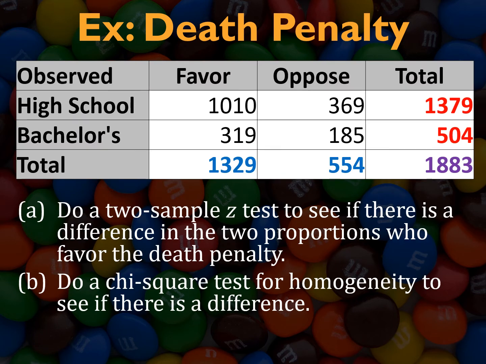So here are the data. We're going to do a two-sample z-test like we did in chapter 12 to see if there's a difference in the two proportions who favor the death penalty, and then we're going to do a chi-square test for homogeneity to see if there's a difference.